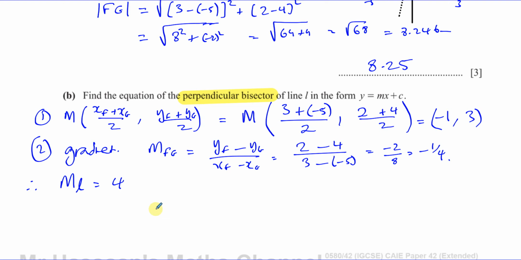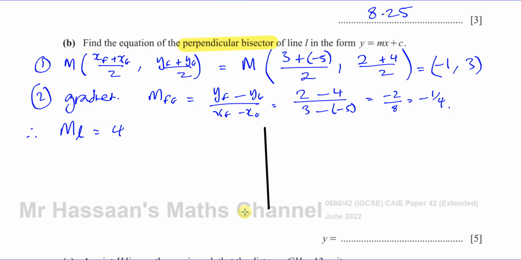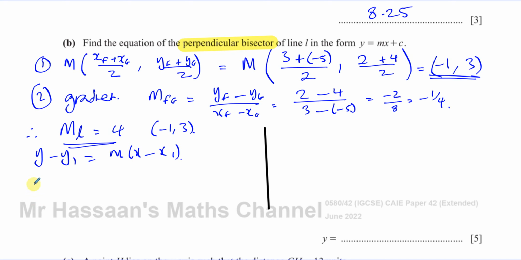So now we can use two ways. I'll show you both ways. Students are normally more comfortable with the second way I'm going to show, but I like to show both ways. So we can use y minus y1 equals m times x minus x1. We now know the coordinate of the point, and we know the gradient. So we can say y minus the y coordinate, which is 3, equals m, which is 4, times x minus the x coordinate, which is negative 1.